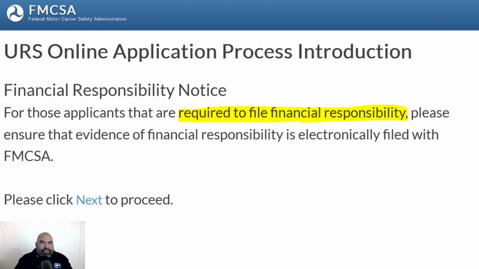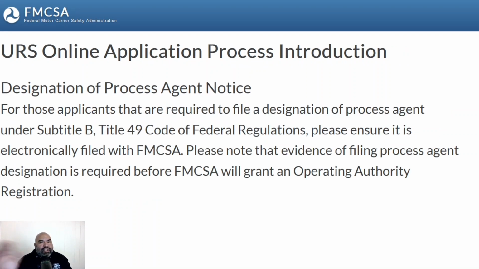Applicants that are required to file financial responsibility. By financial responsibility, they're talking about insurance. It says ensure you have evidence of responsibility electronically filed with FMCSA. And again, the reason this is telling you ahead of time is that if you're going to apply for operating authority, which is your MC number, you're required to have evidence of your insurance before it becomes active. What would happen is your insurance agent would need to file Form E with FMCSA in order to activate your operating authority, which is separate from your USDOT number.